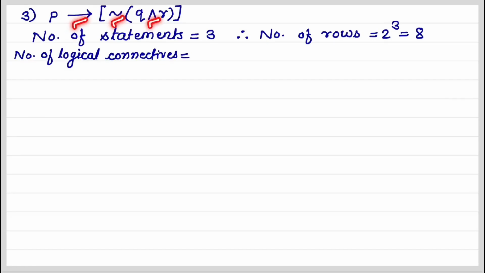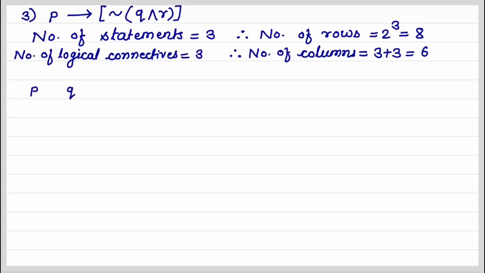1, 2, 3. 3 logical connectives. Therefore, number of columns is equal to number of logical connectives plus number of statements, that is 3 plus 3 is equal to 6. Let us form the truth table.